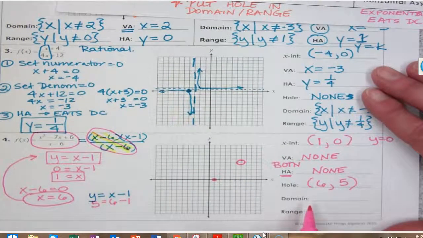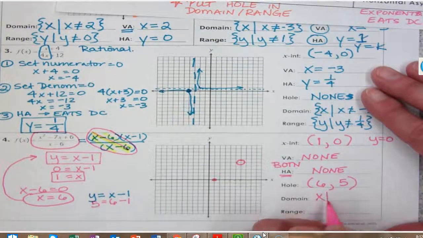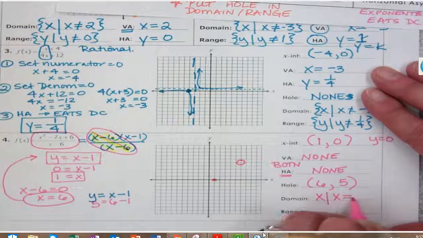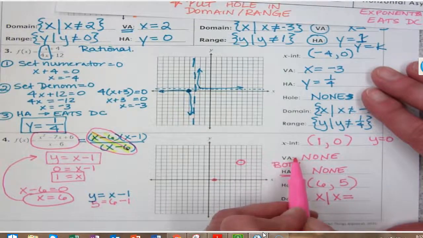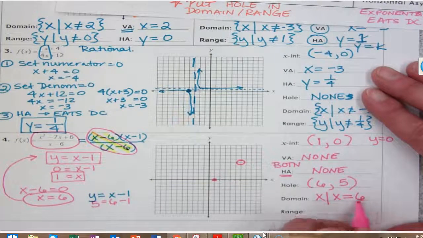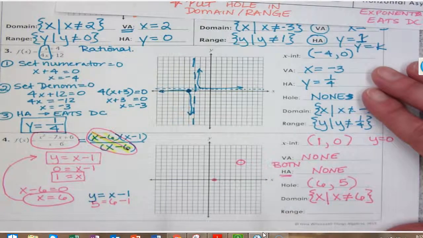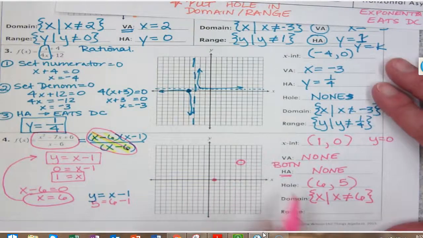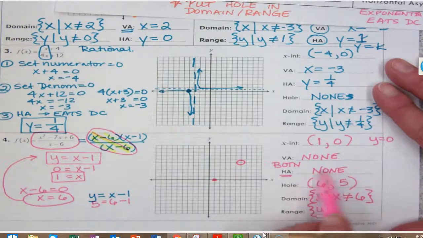So now when I'm doing my domain, x is going to be the set of numbers where x cannot equal my asymptote, which is none, or the x value of my hole, which is 6. X cannot equal that. And same with my Y value. The Y value is where Y cannot equal the horizontal asymptote, which is none, or the Y value of my hole, which is 5.